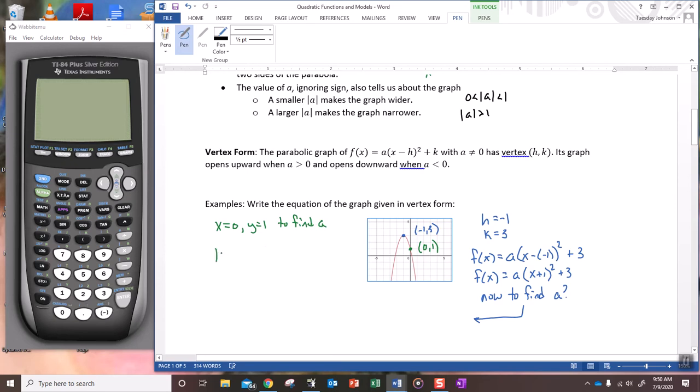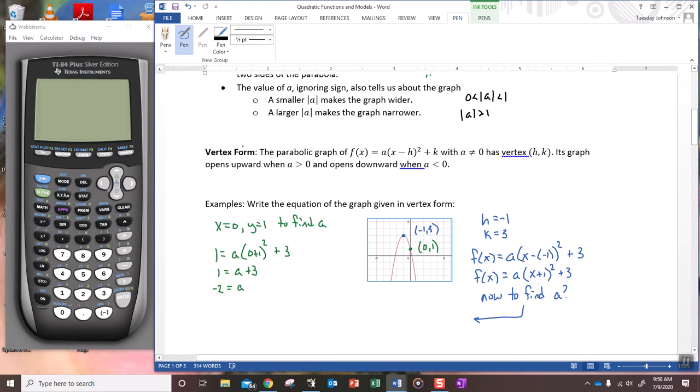So I'll have 1 equals a times (0 plus 1) all squared plus 3. 1 equals, 0 plus 1 is 1, 1 squared is 1. 1 equals a plus 3. And if we subtract 3 from both sides, we'll get a equals -2.